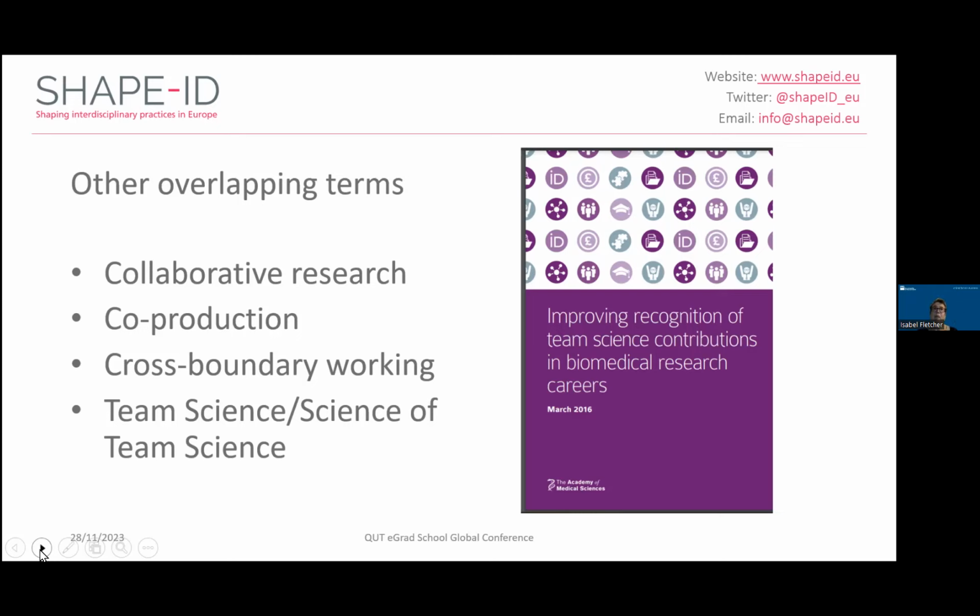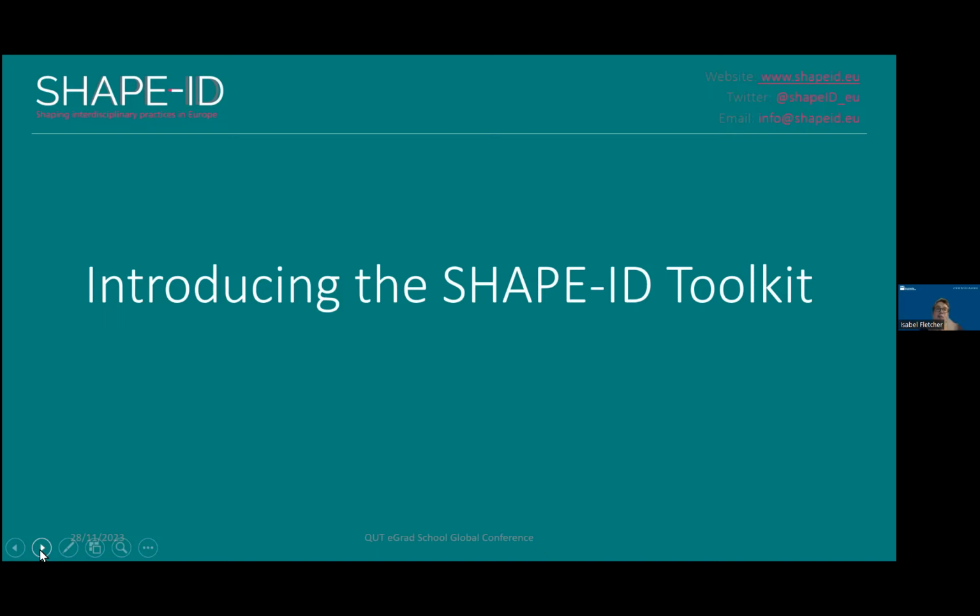So that was a rapid introduction to ideas about inter and transdisciplinarity. Now I want to talk about the Shape ID toolkit. Shape ID was a European Commission funded project that ran from 2019 to 2021. Its remit was to improve the integration of the arts, humanities, and social science in inter and transdisciplinary research, which is usually dominated by STEM subjects: science, technology, engineering, and medicine.